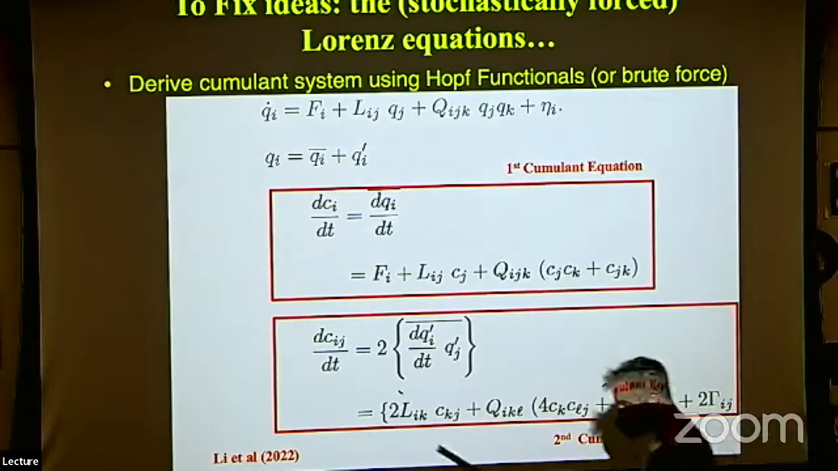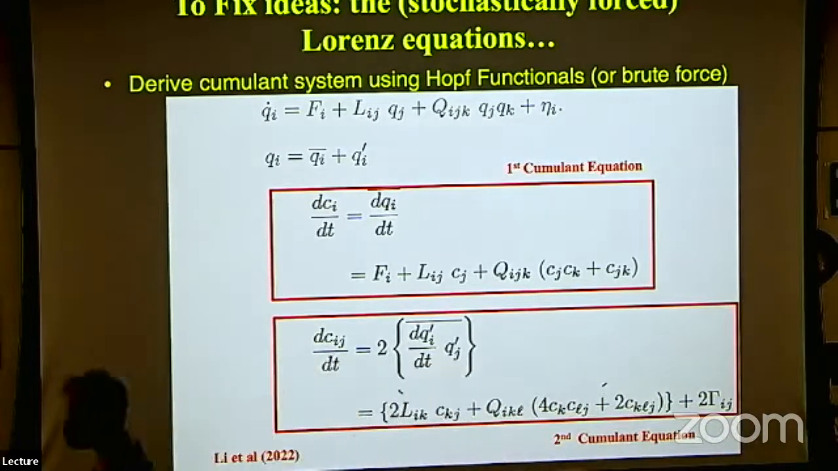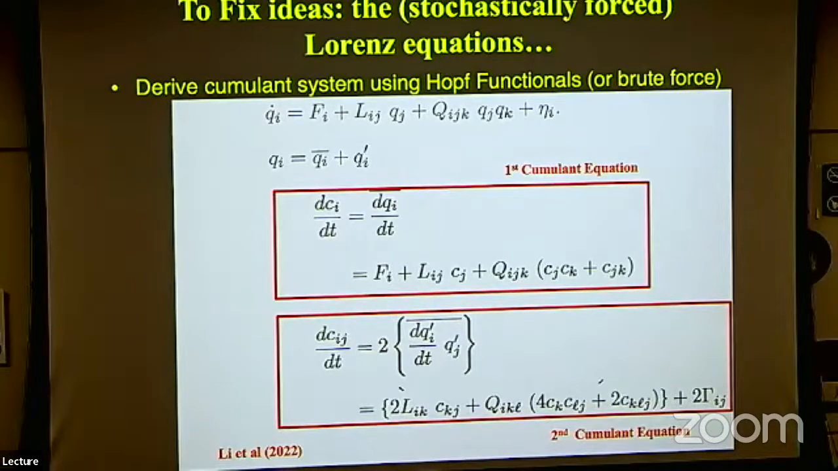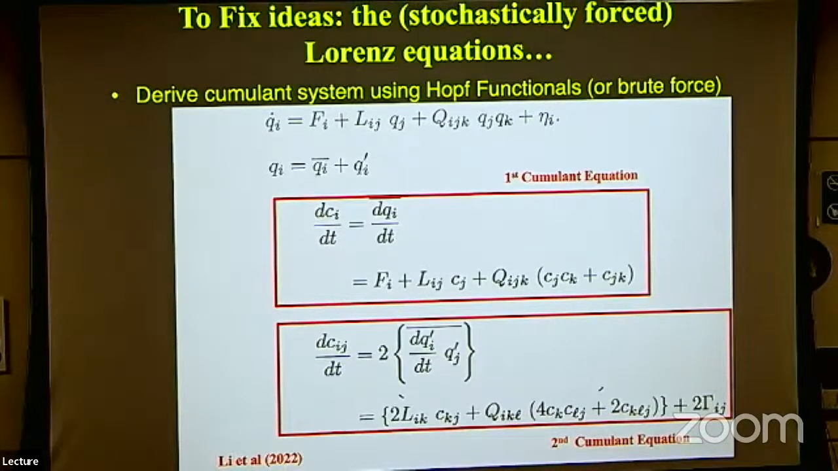And we can do this either by doing the hard work, by just writing down the equations, multiplying through by the relevant thing and averaging. Or there's a way called the Hopf functional technique, which I've put in the notes that I'm not going to go through today, which is to take essentially moments of the derivatives of the Hopf equation. The Hopf equation is essentially the Fourier transform of the Fokker-Planck equation. I'm not going to go through this today. It's going to be in the notes.